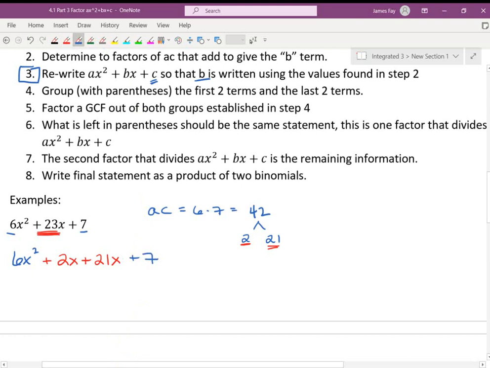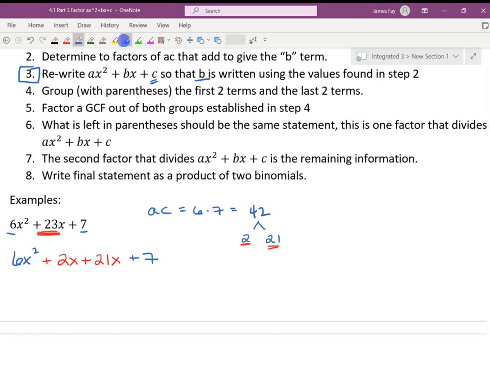Okay? Now the 2x and the 21x, it does not matter the order that you do that. So your neighbor could have 6x squared plus 21x plus 2x plus 7, and they're going to have a little bit different work than you, but we're going to both arrive at the same answer. So the stuff in red there doesn't matter the order. Okay? Is that okay with everybody?